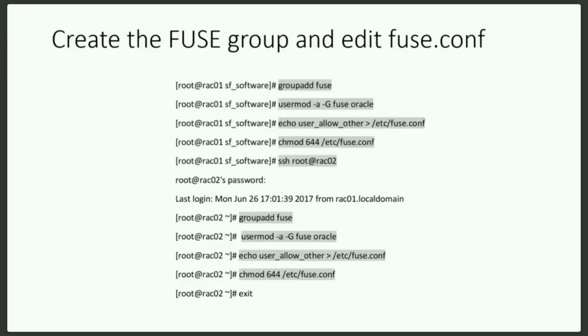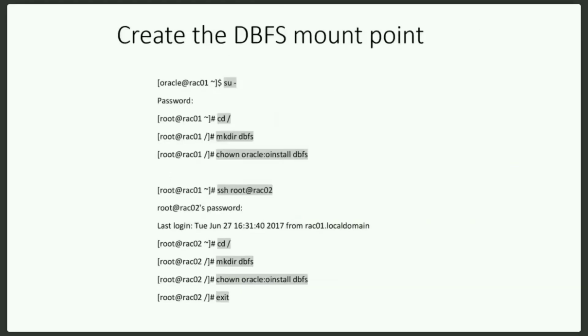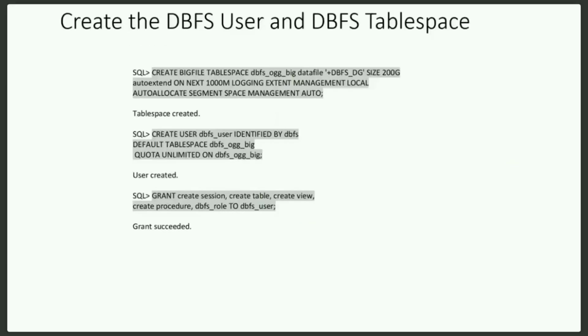We need to do some configuration. That is basically ensuring that we have a group called fuse existing, and then there's a file called fuse.conf. We have to add a line called user_allow_other to the /etc/fuse.conf file and set permissions appropriately, as shown here. We create a mount point on both the nodes, again rac01, rac02. So we create a mount point called dbfs.